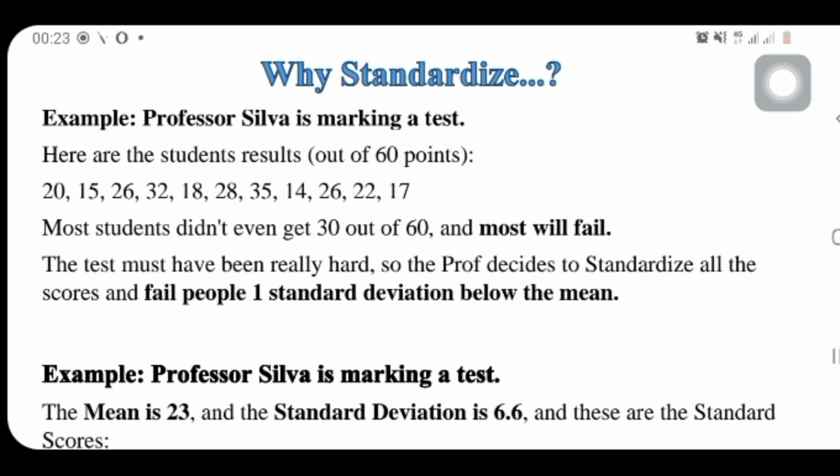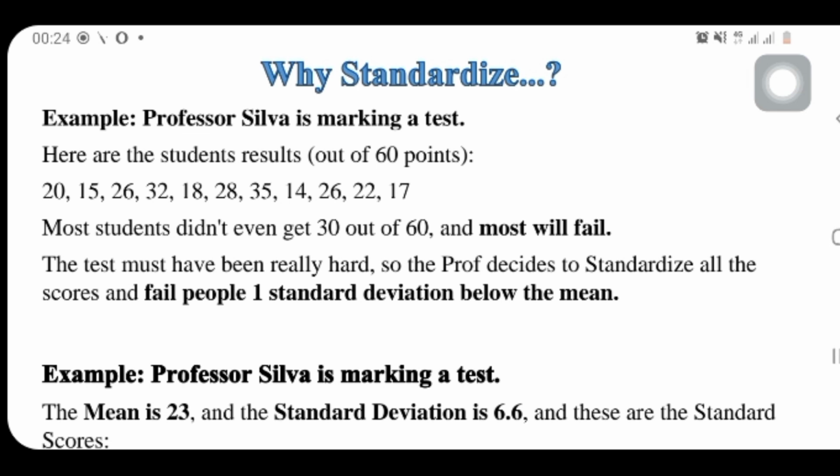Now a little problem may arise. Why are we standardizing? I have taken an example for that. Let's clarify it. You can see the example. Professor Silva is marking the test. Here are the student results out of 60 points: 20, 15, 26, 32, 18, 28, 35, 14, 26, 22 and 17.